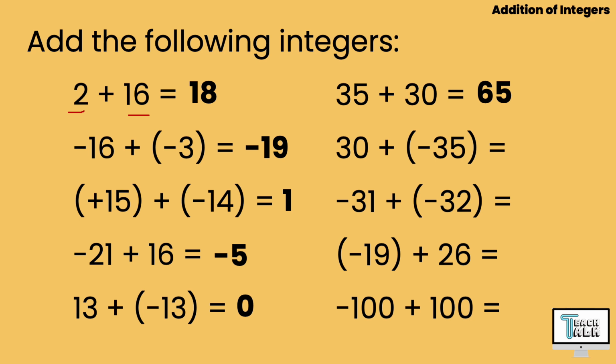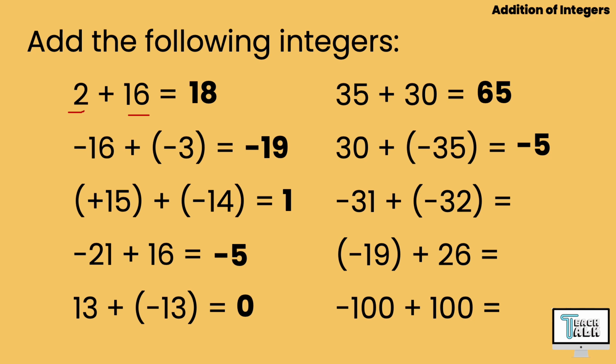Number 7. 30 plus negative 35. Case 1 or case 2? Case 2, right? Kasi magkaiba silang ng signs. First step, copy the sign of the bigger number. Anong mas malaki? Si 35. Ano ang sign ni 35? Negative. So, the answer is negative. Now, subtract 35 minus 30, that is 5. So, answer is negative 5.